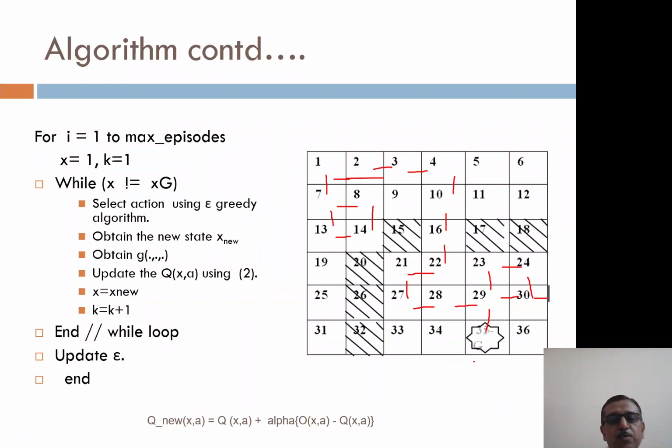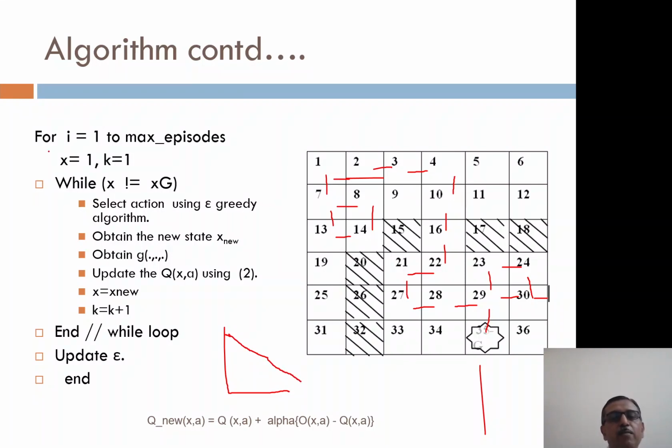I'll reduce the epsilon from, initially it was 0.5. From 0.5, I'll reduce it by a factor of 0.9, say, which is 0.45. Then I'll do this again. So every episode I'll reduce epsilon. After many trials, the epsilon will come down. This is my epsilon graph. So it becomes say 0.1.